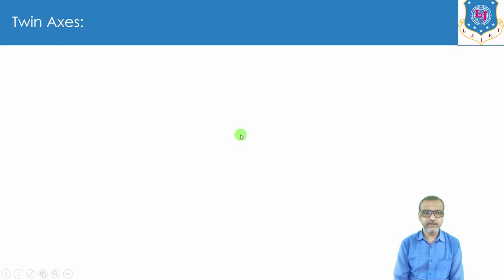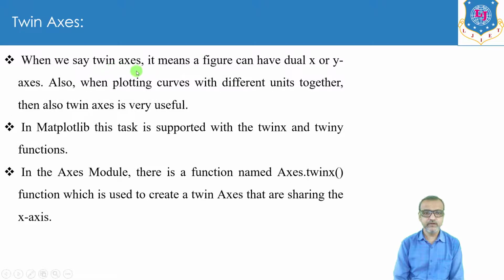Now we will see twin axis. When we say twin axis, it means a figure can have dual x or y axis. Also, when plotting curves with different units together, twin axis is very useful. In Matplotlib, this task is supported with the twinx and twiny functions. One is twinx, another is twiny. With the help of the twinx function, we can share the x-axis, and with the help of the twiny function, we can share the y-axis.